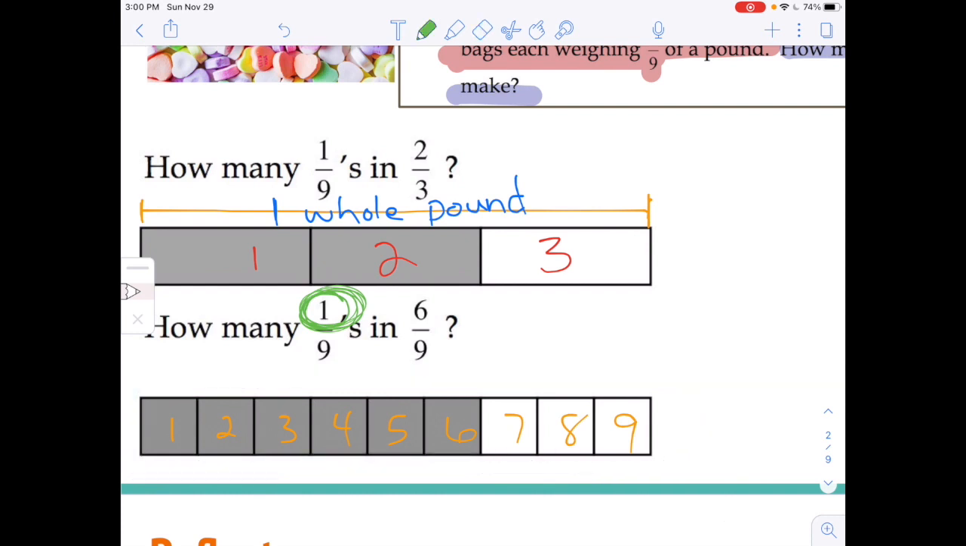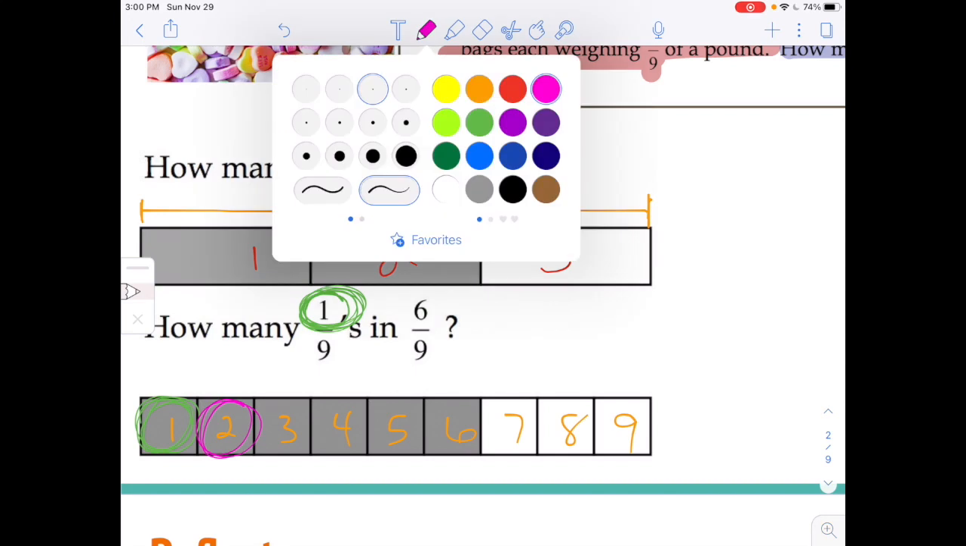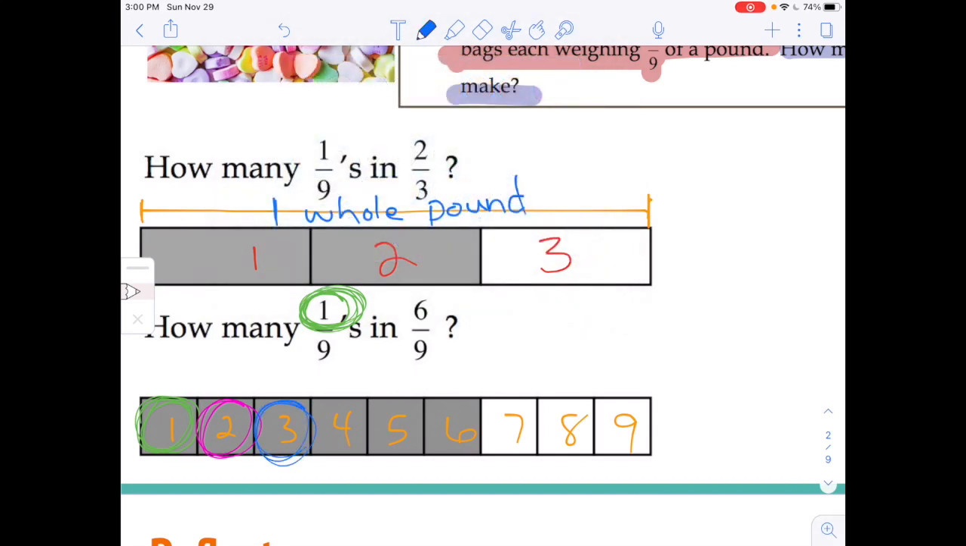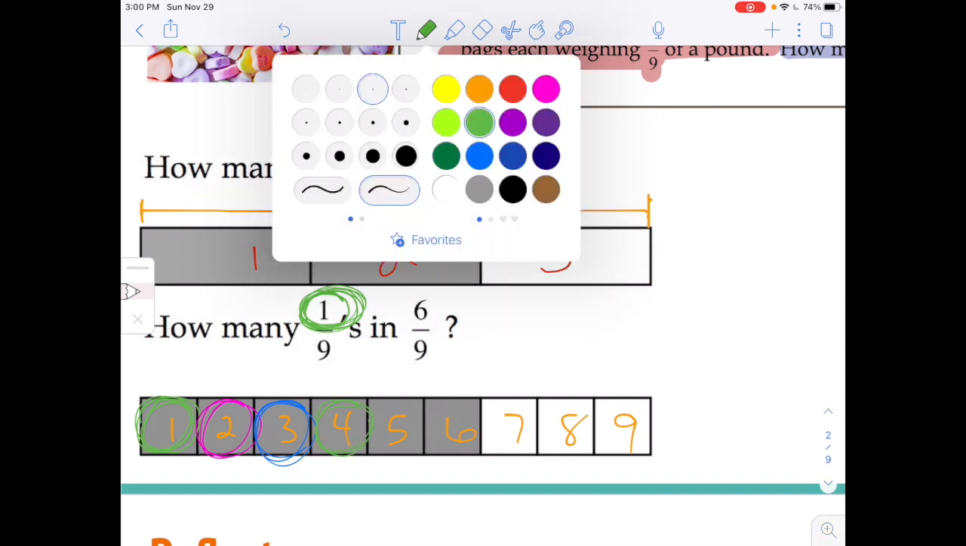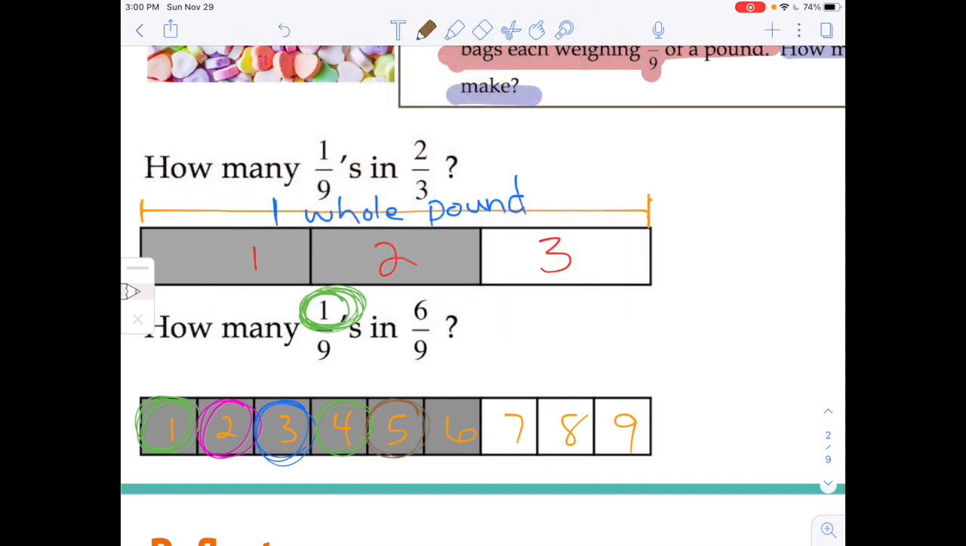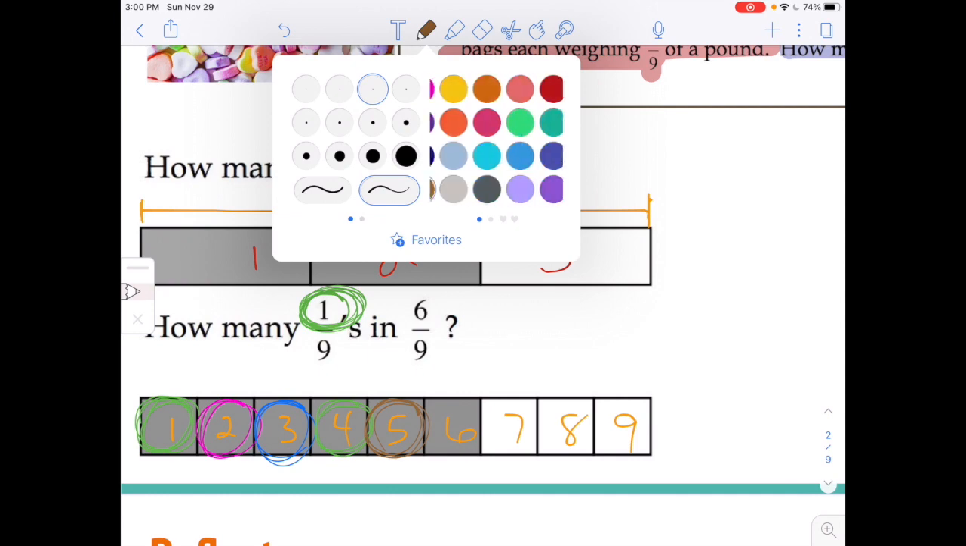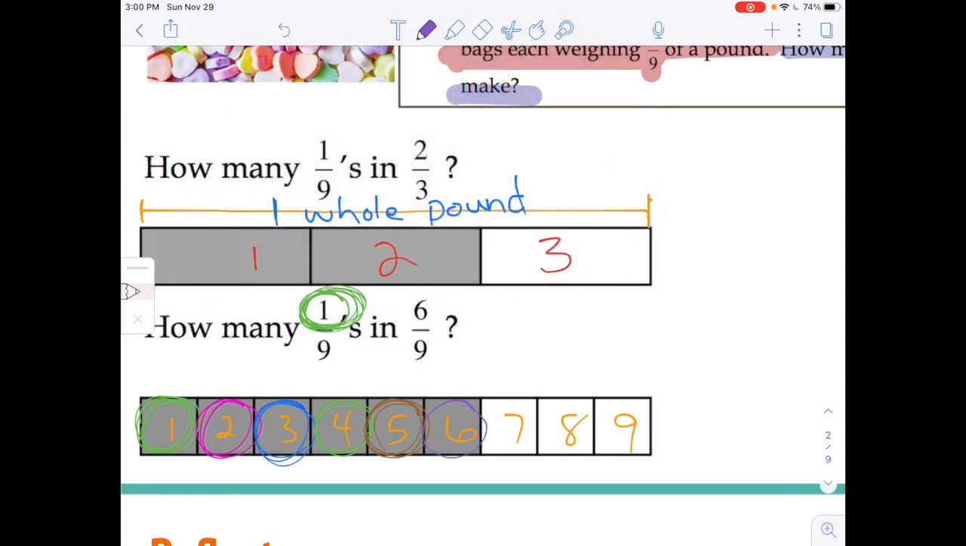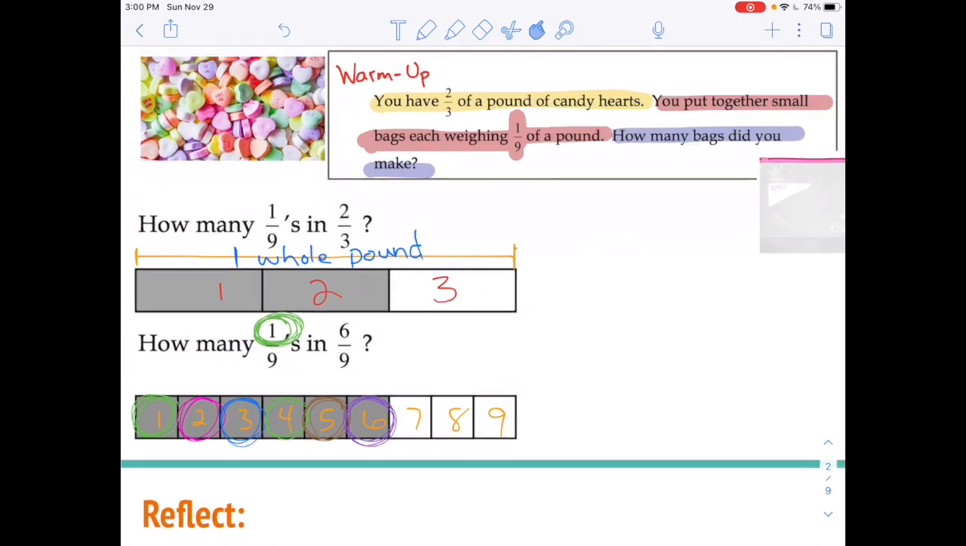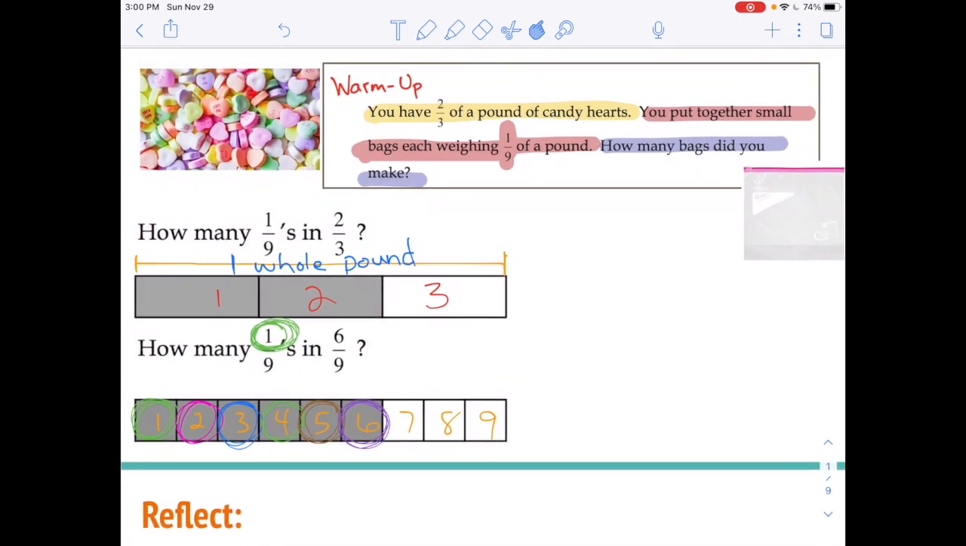So here they are. Here's my first group. Grab another one, my second group. I'm going to circle another 1. There's my third group. I'm going to circle another group of 1. There's my fourth group. I'm going to circle another group of 1. There's my fifth group. And my last group of 1, here's my sixth group.